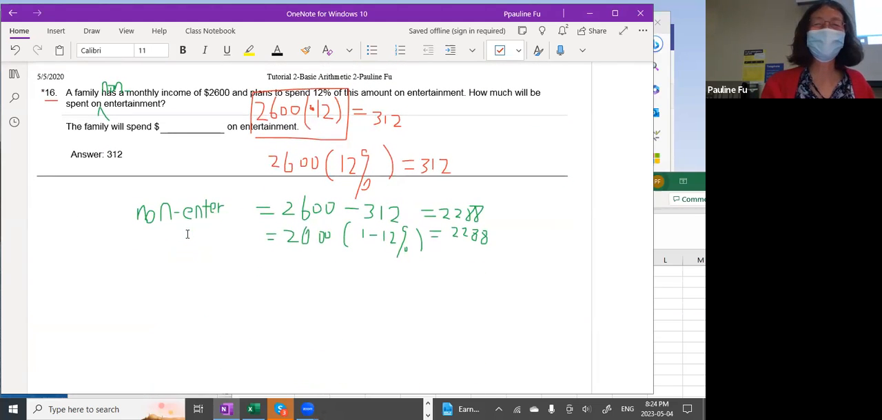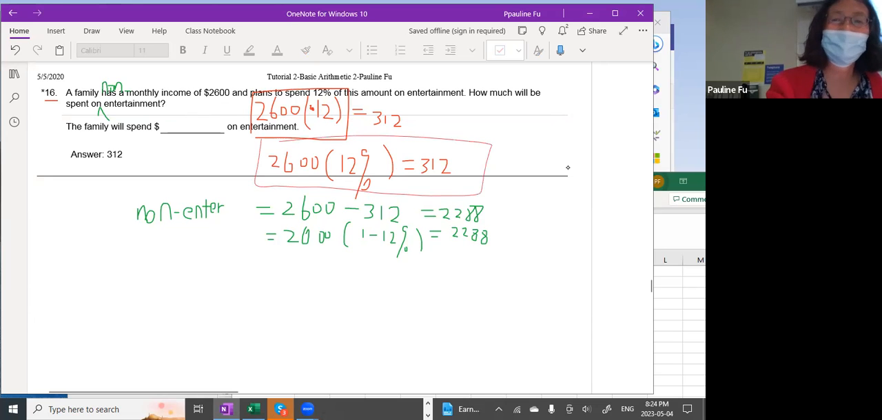Let's go to question 16. A family has monthly income of 2,600, plans to spend 12% on entertainment. How much will be spent on entertainment? This one is also easy, right? Directly use 2,600 times 12%. That is how much spent on entertainment. So the final answer, $312.